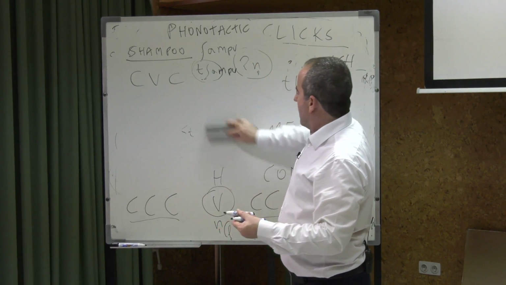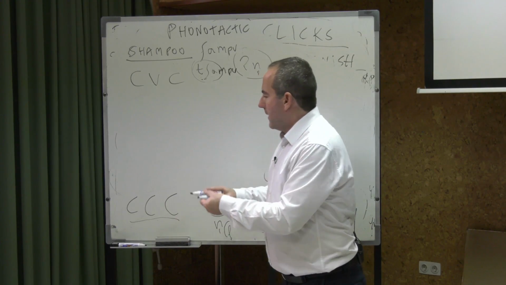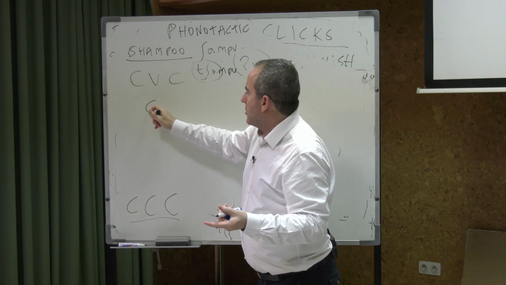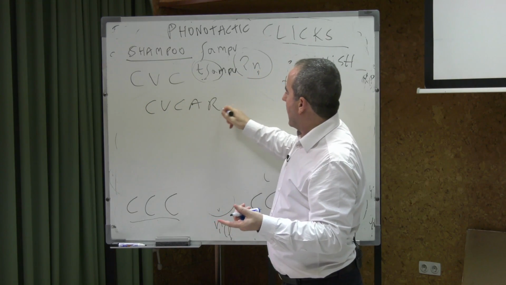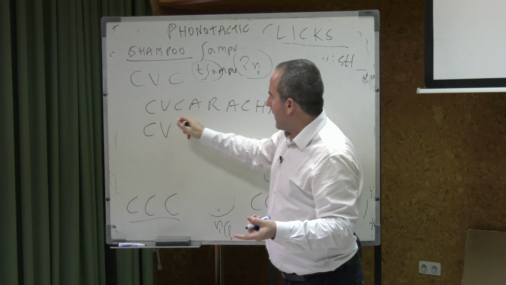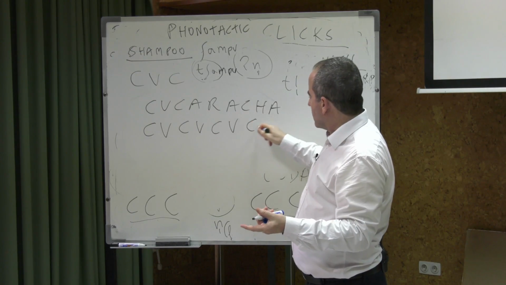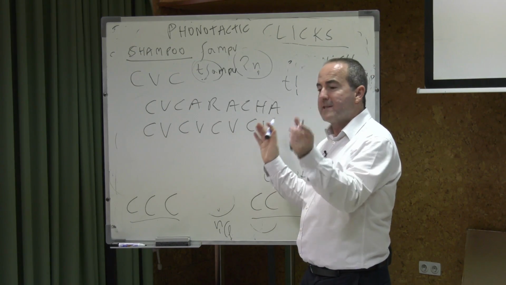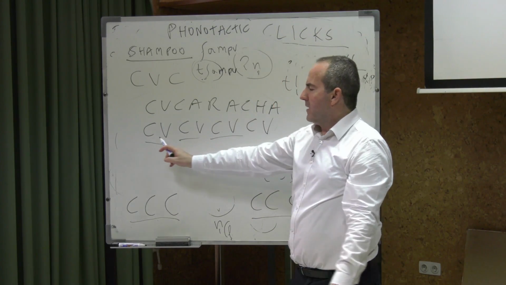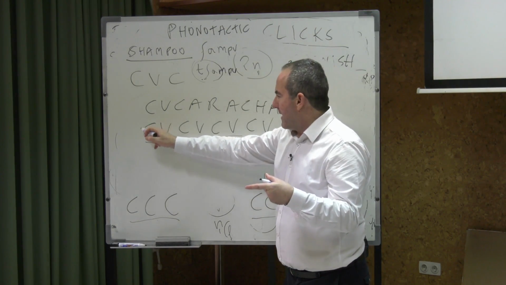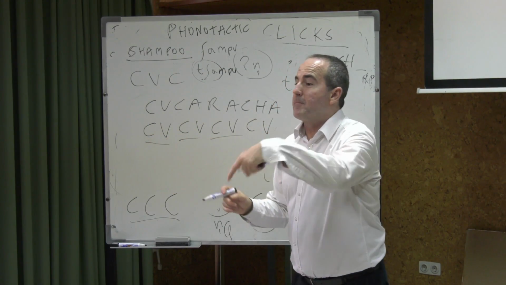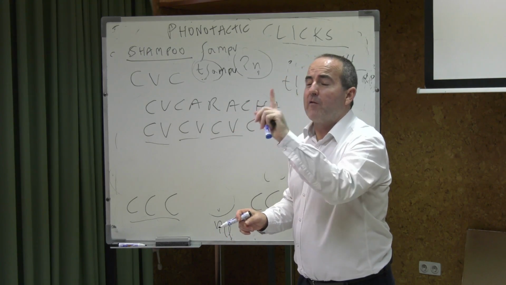To give you a more interesting example, if we take a word like Spanish cucaracha, here we have consonant, vowel, consonant, vowel, consonant, vowel, consonant, vowel. This is very typical of words in Spanish under the phonotactics of Spanish. Simple syllables that are made up of consonant plus vowel, with 4 syllables. This is typical of Spanish, but not typical of English.